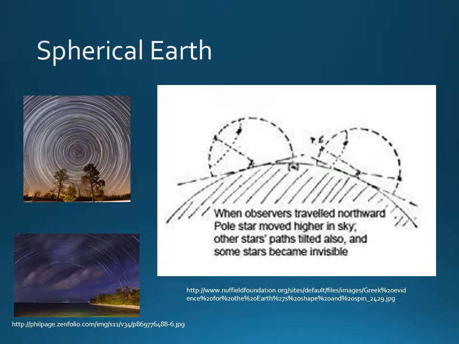The two images are both looking at Polaris. Polaris is higher in the sky the farther north you travel. South of the equator, Polaris cannot be seen at all. This is explained by the body of the spherical Earth blocking your view of Polaris.